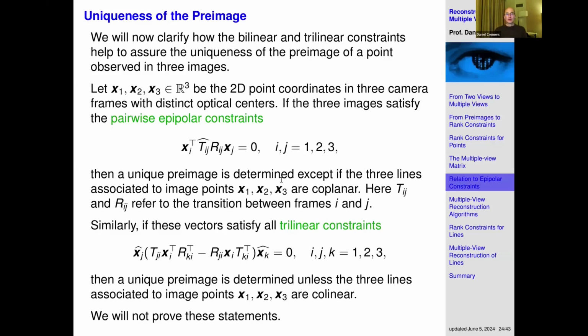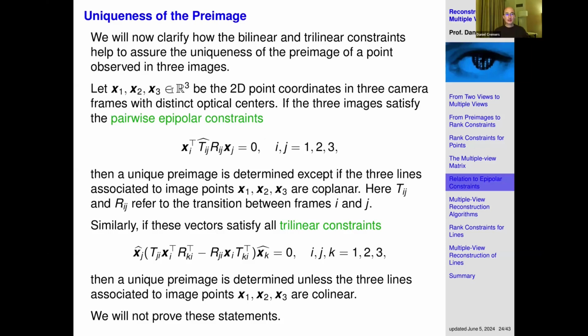Now, we always are aiming for the case that we have a unique pre-image, so that there is a unique point in the intersection of the various pre-images. And what we can now do is show how the bilinear and trilinear constraints that we have here assure the uniqueness of a pre-image of a point observed in 3 images.